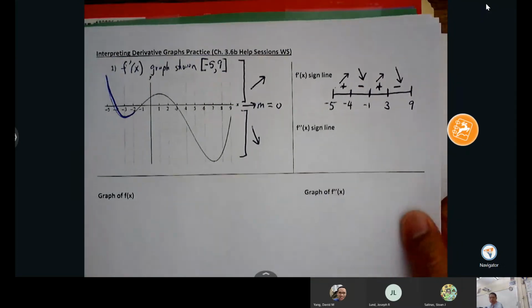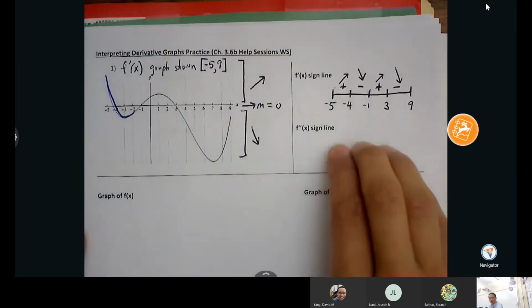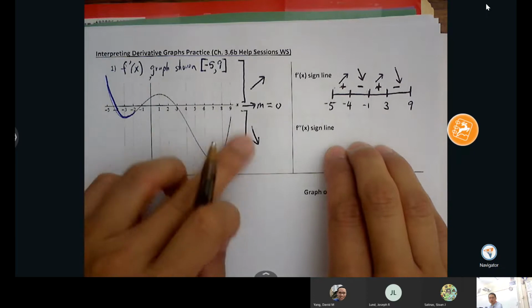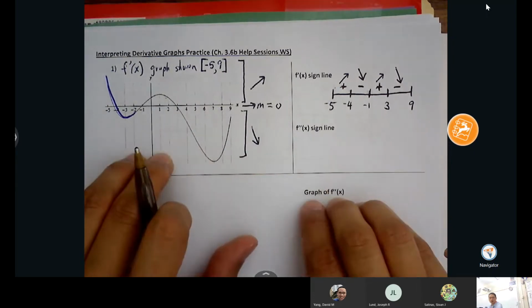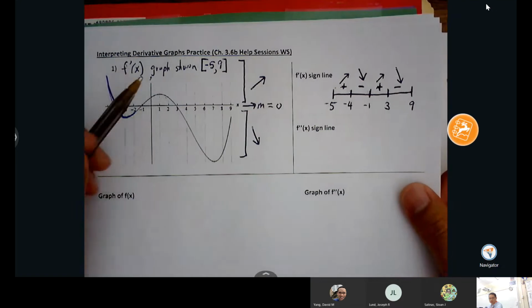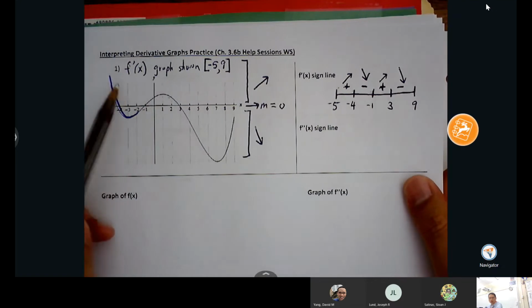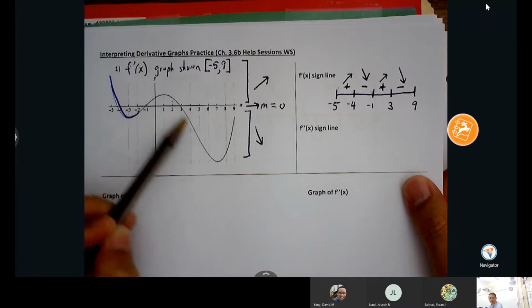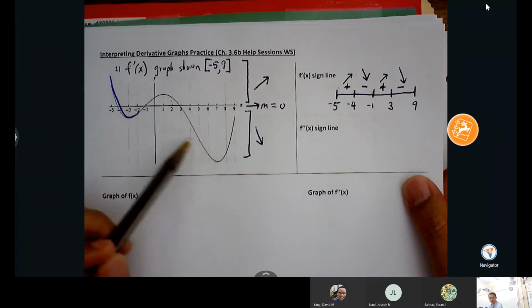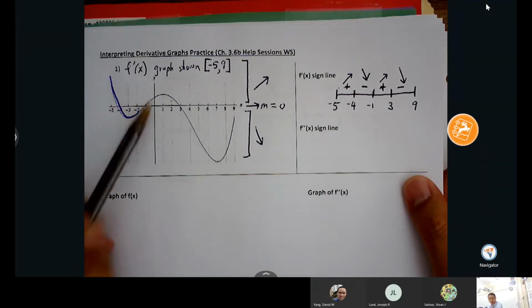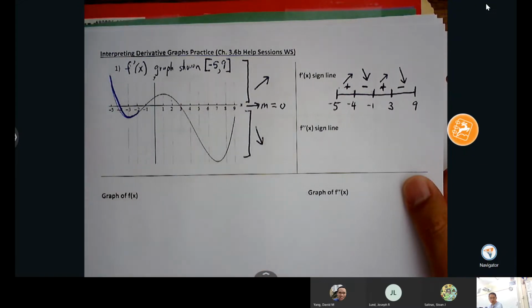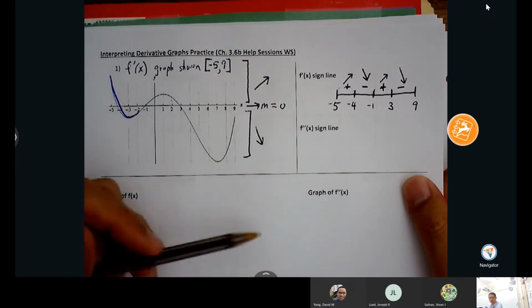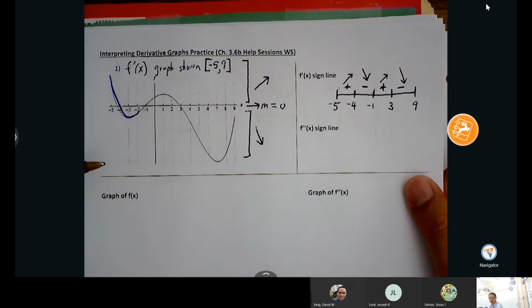Okay. Now the F double prime sign line, we can also grab information about concavity of the original graph based off the F prime. So what we don't want to do is look at F prime and say, okay, this looks like concave up, this is concave down, this is concave up. Yes, for the shape of this graph it would be, but we're talking about concavity of the original graph. So we have to interpret things a little differently here.